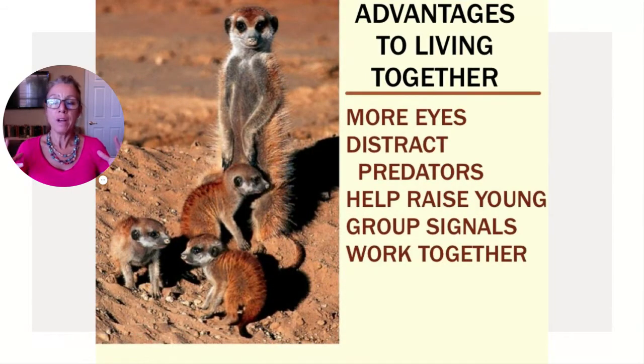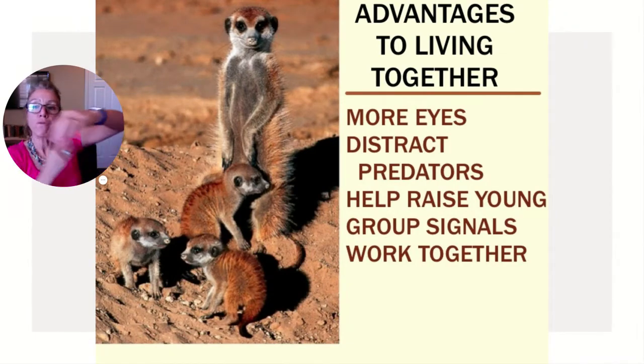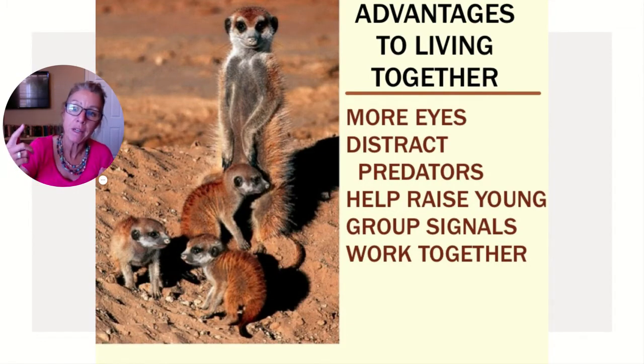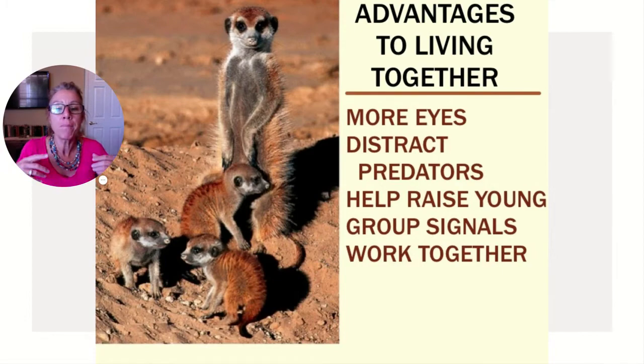When you are a population living together, now these are meerkats, when they're living together, they have more eyes that can look for predators. You're not living alone trying to look all the way around you. You've got your whole family and your extended family looking for those predators. You also could distract predators. When you look at schools of fish swimming, they're distracting the predators. Babysitting, helping raise the young: when you look at meerkats, the teenage meerkats are the ones that babysit the younger meerkats. And then you have group signals. You can work together for common goals.